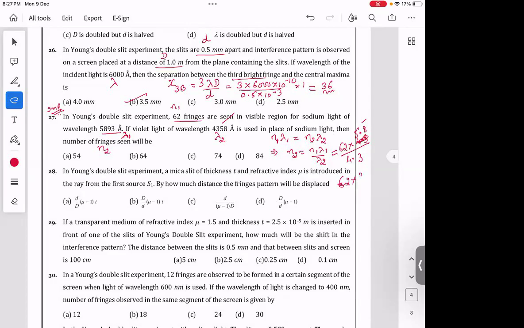If this becomes 6 by 4, it will be 3 by 2. 3 by 2 means this is close to 31. 31 into 3 means it is close to 90. So option D will be the right answer. So approximately it must be close to 84.